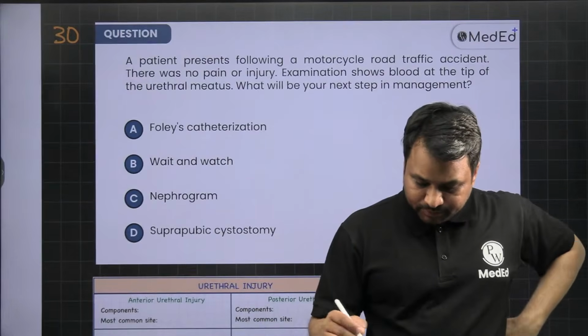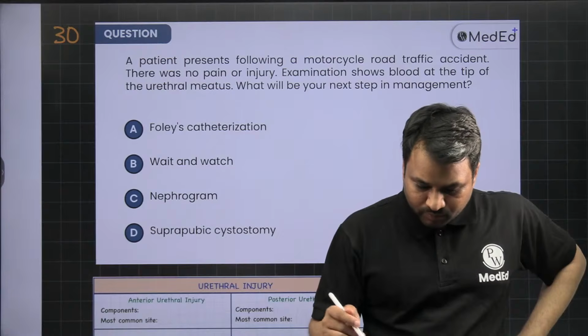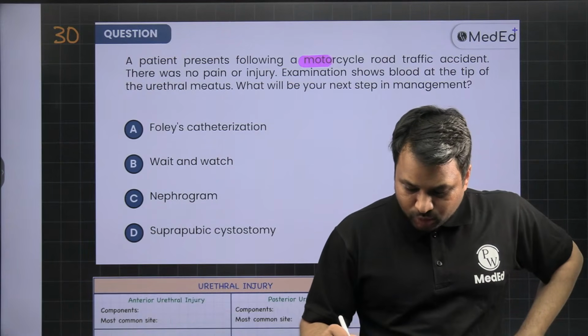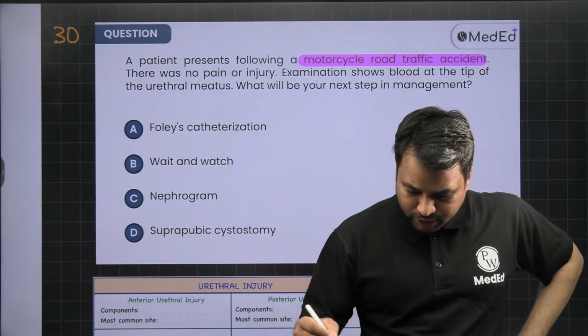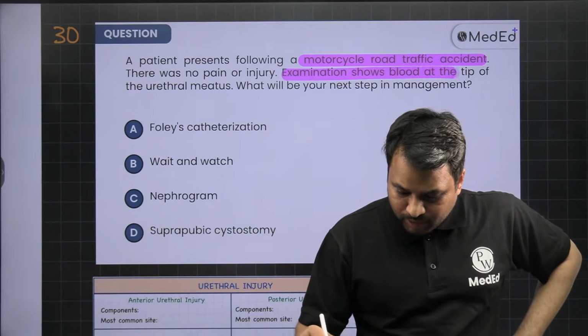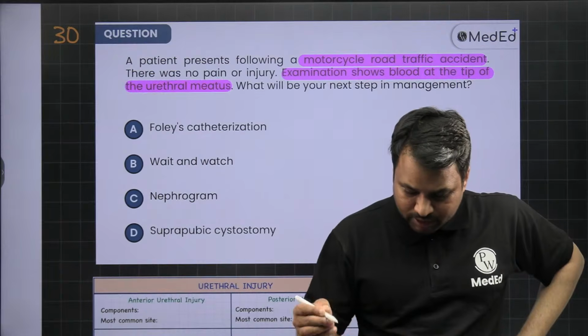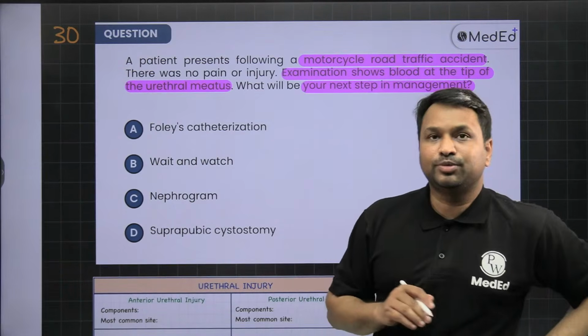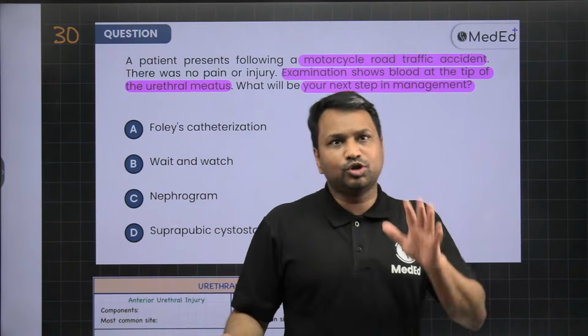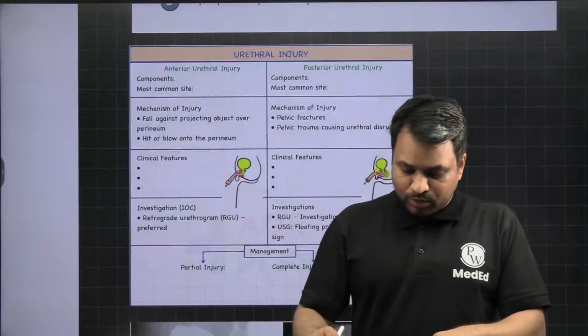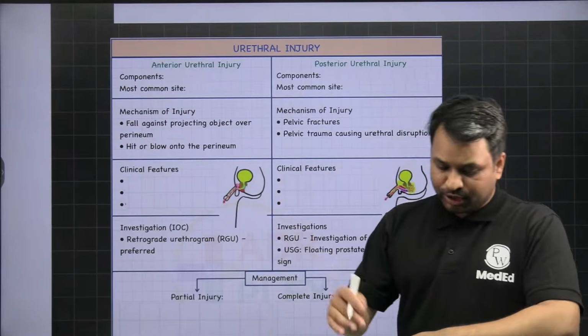Question number 30. A patient presented to you after a motorcycle road traffic accident. There was no pain or injury. Examination showed blood at the tip of the urethral meatus. What is your next step in the management? Whenever you have blood at the tip of the urethral meatus, you have to assume there is a urethral injury. Now there are two sets of urethral injury: the anterior and the posterior urethral injury.